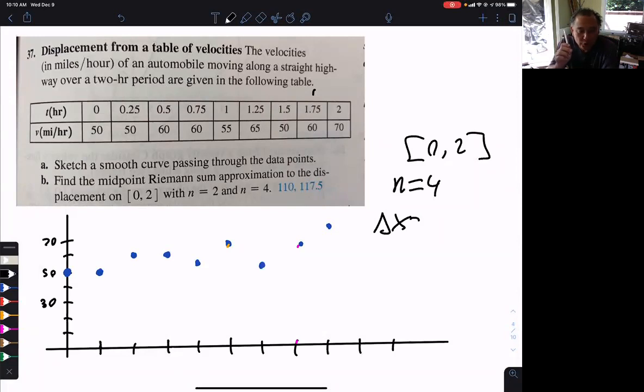The integral antiderivative of acceleration is velocity, and the antiderivative of velocity is position. So you have to know that relationship, and there's a lot more to know about those that we'll cover as time goes on.